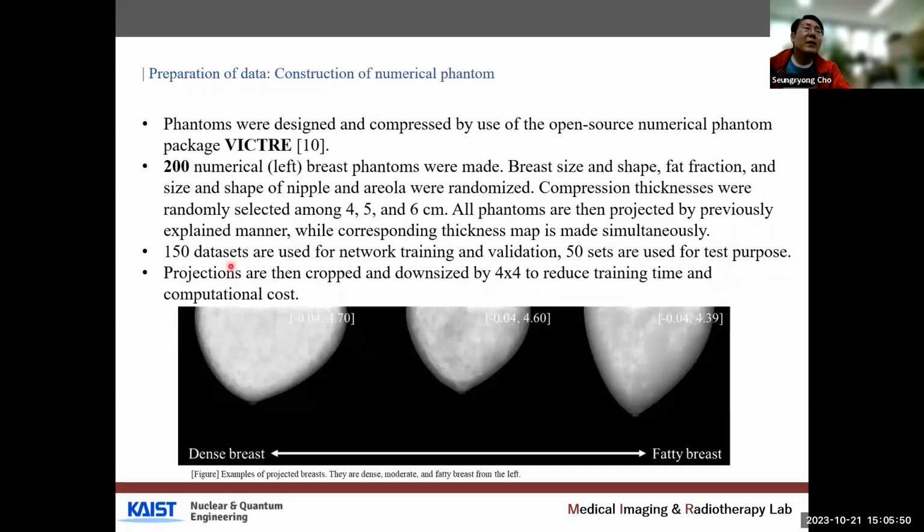And we use the numerical phantom provided by FDA, which is called the Victor package. It's kind of realistic, and you can create a number of different types of breast in terms of size and the density and so on, fatty breast, dense breast, and so on. And they also provide a Monte Carlo GPU-based projection simulator. Combining these two tools, Victor and MC GPU, you can get more realistic projection data in a simulation environment.